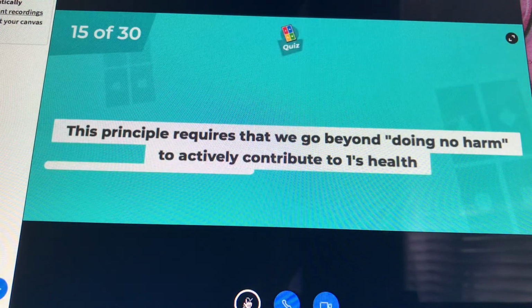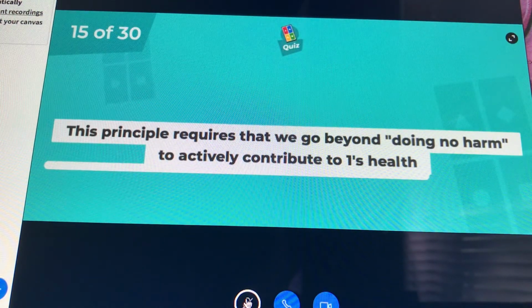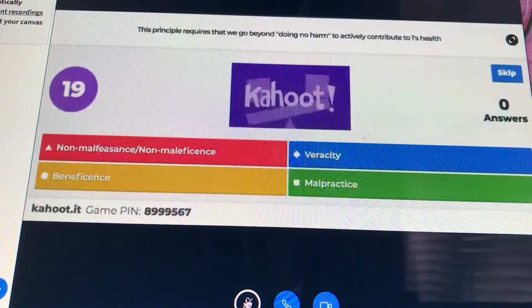This principle requires that we go beyond doing no harm to actively contribute to a patient's health.